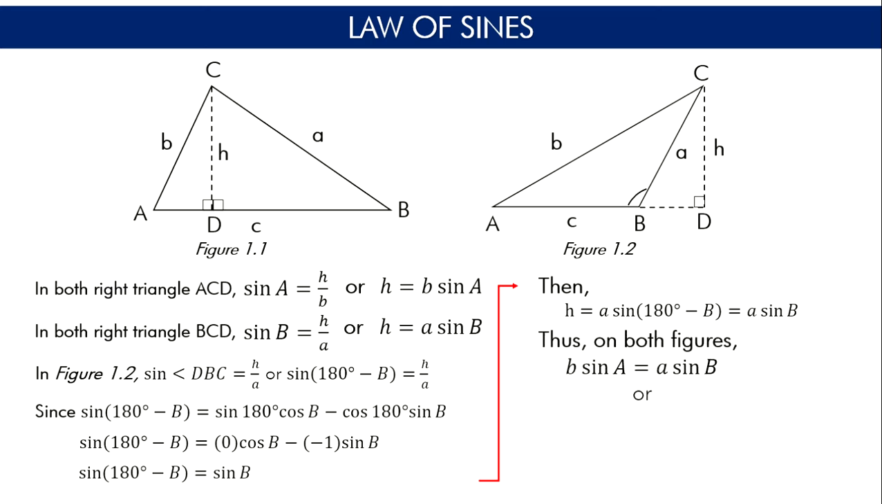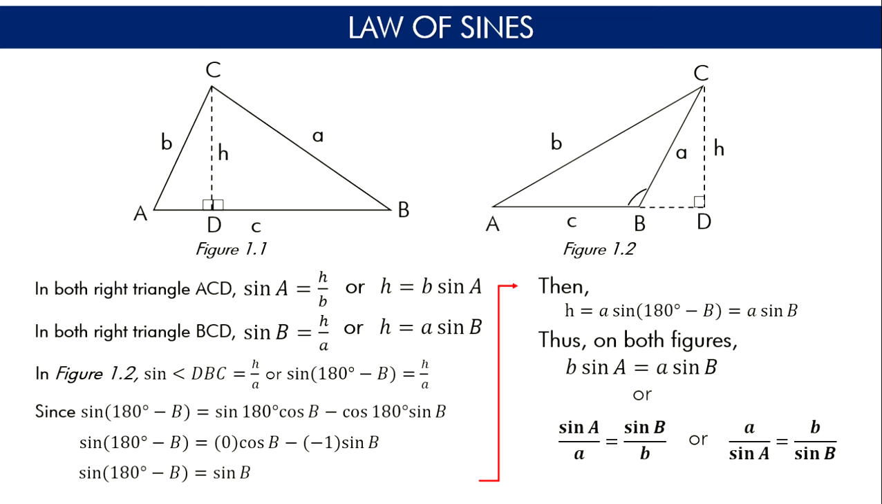Thus, in both figures, we can say that b sine A is equal to a sine B. Since they both are equal to h, we can equate them. B sine A is equal to a sine B. If we divide both sides by AB, we obtain sine A over A is equal to sine B over B. Or, if we divide both sides by sine A sine B, we obtain A over sine A is equal to B over sine B.